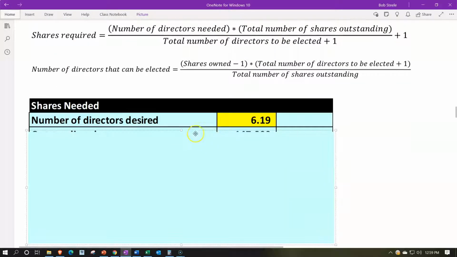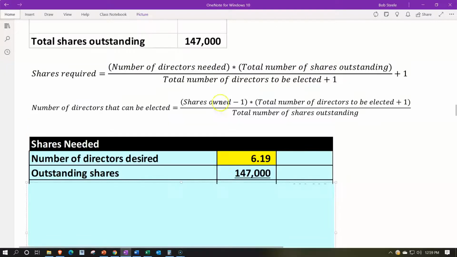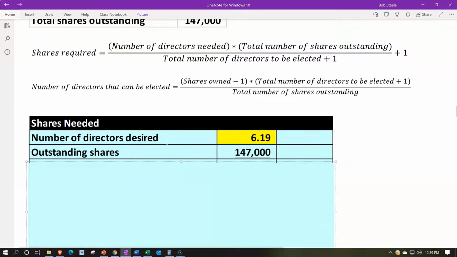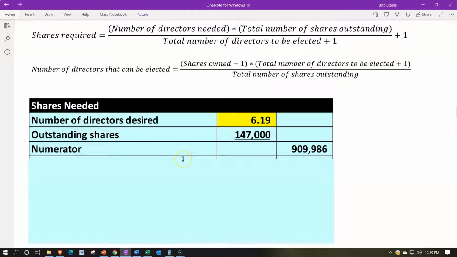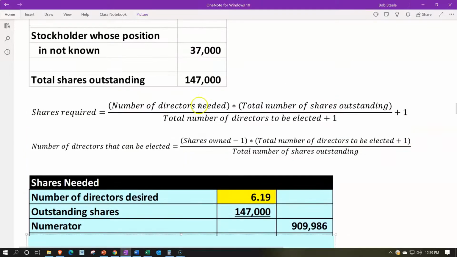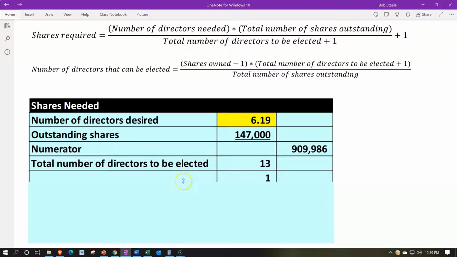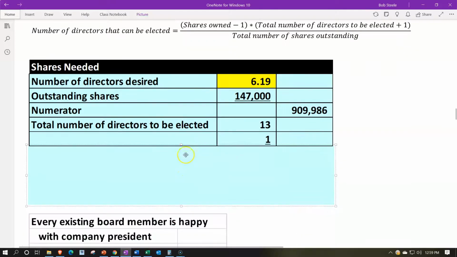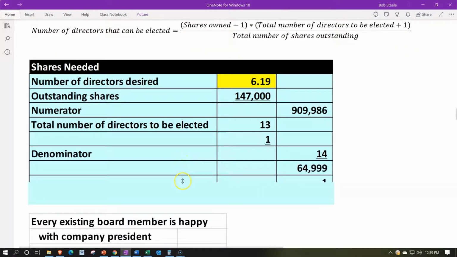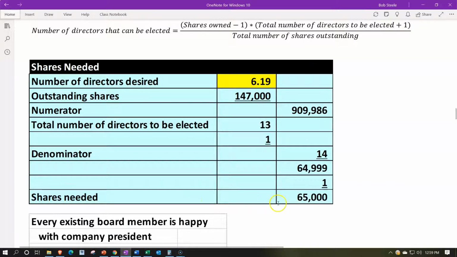So we got the number of 6.19. This again would be the unknown. We're doing the method where you would plug in X to this first formula. In Excel, we would do a goal seek format. You could check that out in Excel if you would like. Then we're going to take the outstanding shares, which are the 147,000, and multiply that out to get 909,986. Denominator: 13 board seats plus 1 gives us 14. We take the numerator divided by the denominator, which gives us 64,999, plus 1, which is going to give us the 65,000.